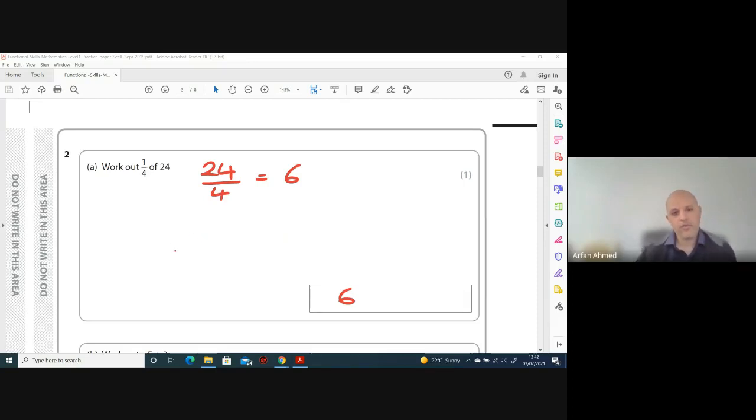Another way you could have done it is you could have halved it. 24 divided by 2 gives you 12, and then halve it again, which gives you 6, the same answer. Yep. So there's loads of ways of doing these. Whichever way you prefer is absolutely fine. As long as you understand what a quarter means, so it's a half of a half, or you can just divide by 4. Dead easy. Let's move on.